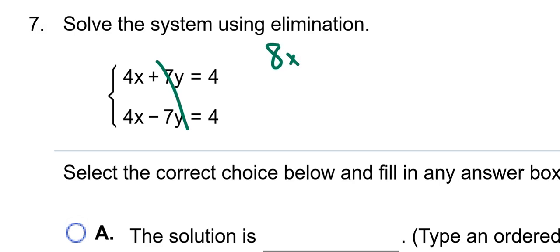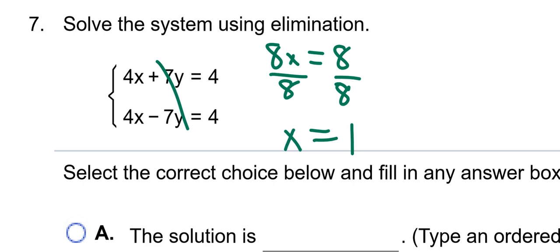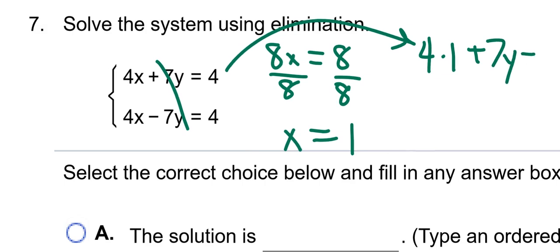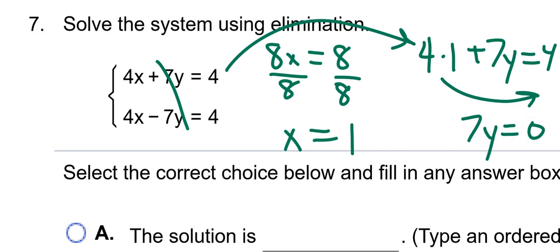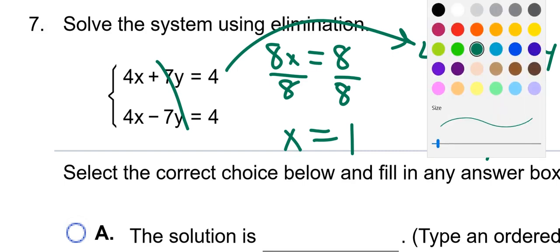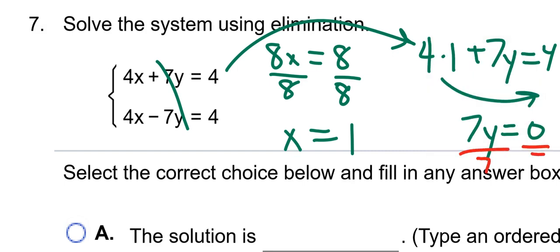So hopefully you added them together, got 8x equals 8, divided out the 8, found out that x was 1. Which equation? Is there a particular equation that's easier than the other? No, not really? Okay. So if I picked one of them, 4 times 1 plus 7y equals 4. Subtracting that to the other side gives me 7y equals 0. What does that mean? The only number in the universe which would make that true is 0. So y does equal 0. So 1 comma 0 is your answer.